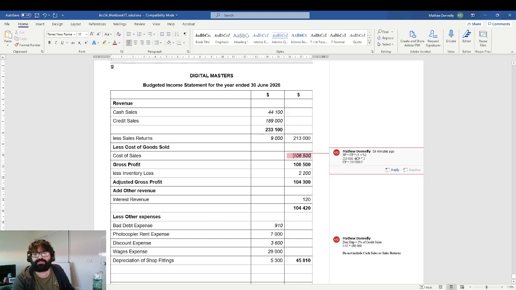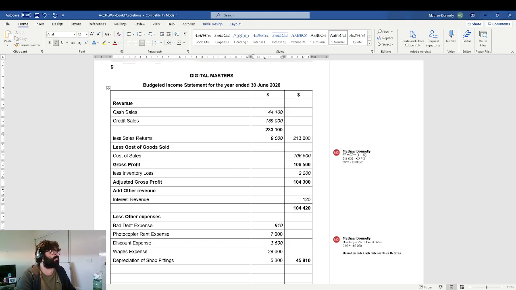233,100. Now we've got sales returns. Sales returns was 5% of net credit sales, so it becomes 189,000 multiplied by 0.05, which is 9450. Let's redo those numbers again: 233,100 minus 9450 is 223,650.